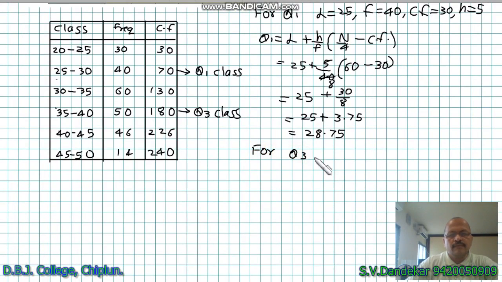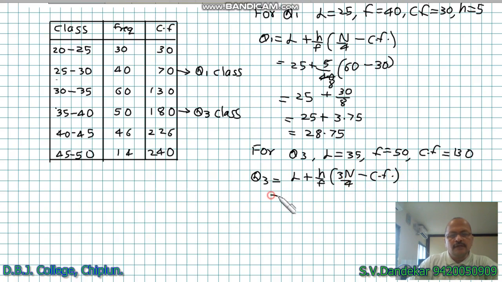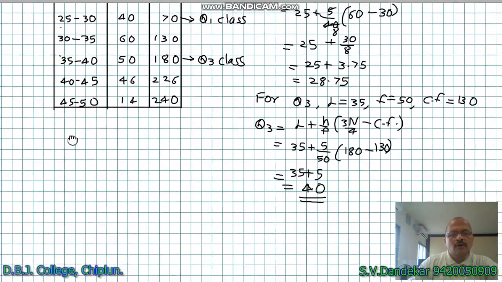For Q3, L, the lower limit of Q3 class is 35, F frequency of Q3 class is 50, CF the cumulative frequency of previous class is 130, and therefore Q3 is equal to L plus H by F times (3N by 4 minus CF), that is equal to 35 plus 5 upon 50 times (180 minus 130). 50 50 cancel, 35 plus 5, it is 40. So Q3 is 40.